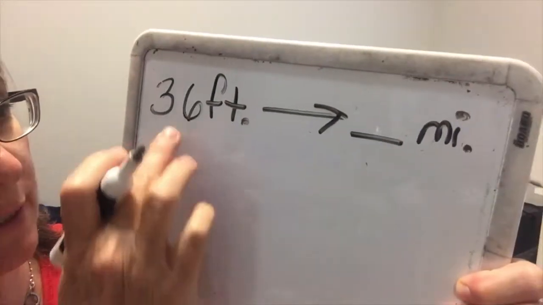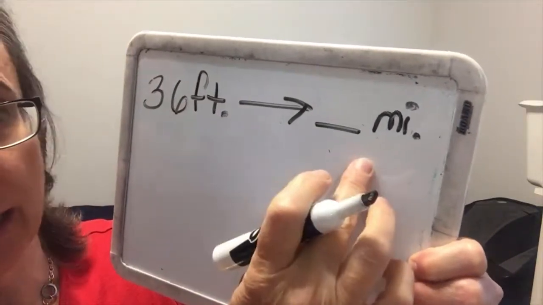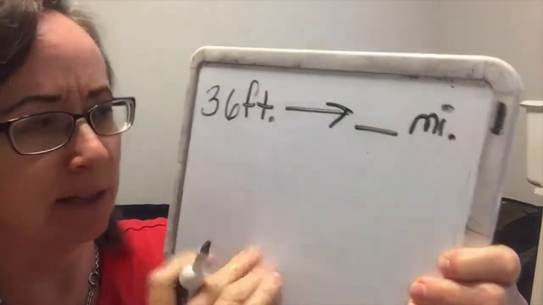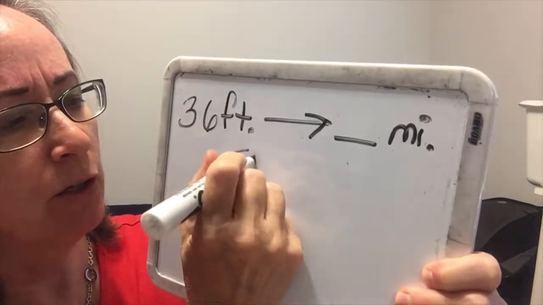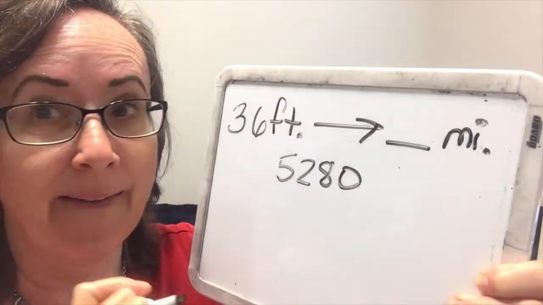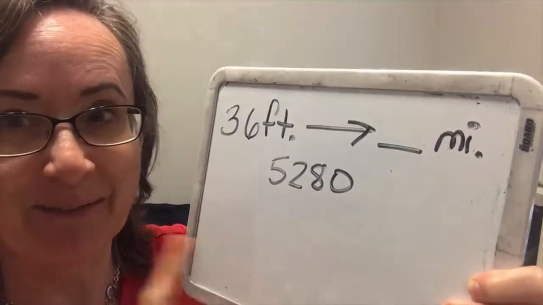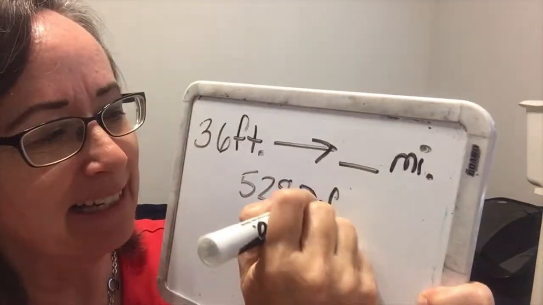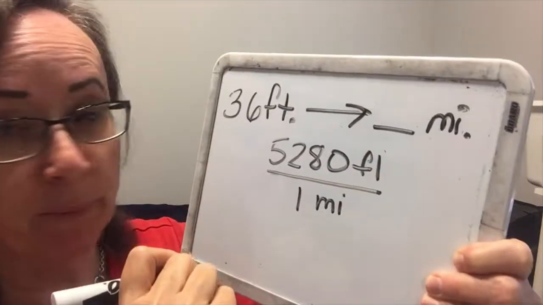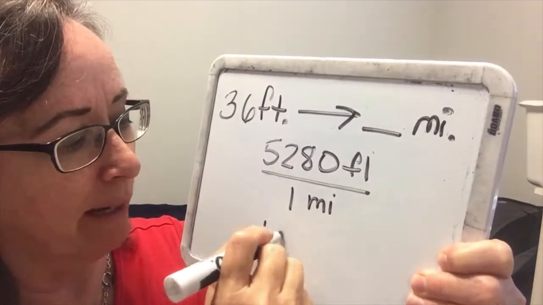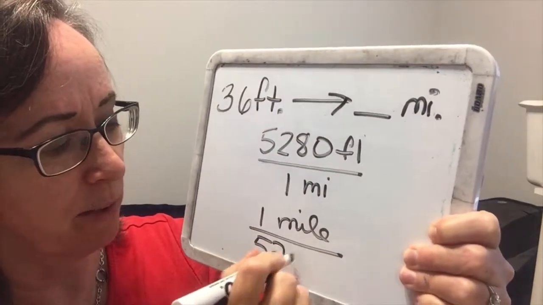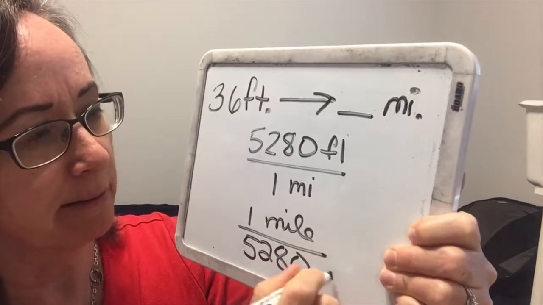On this screen, we're going to take 36 feet and change it into how many miles. Now, what do we know about miles? We know that there are 5,280, whoops, I said that number wrong. There's no and. 5,280 feet in 1 mile. But we also know that in 1 mile, there are 5,280 feet.